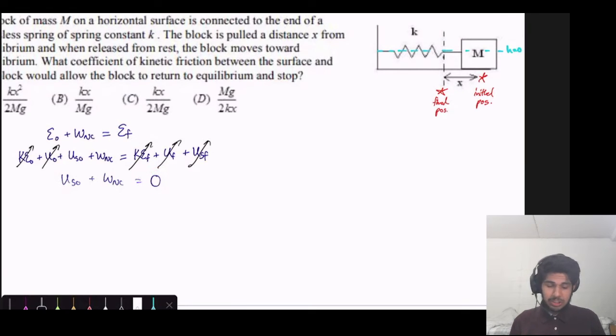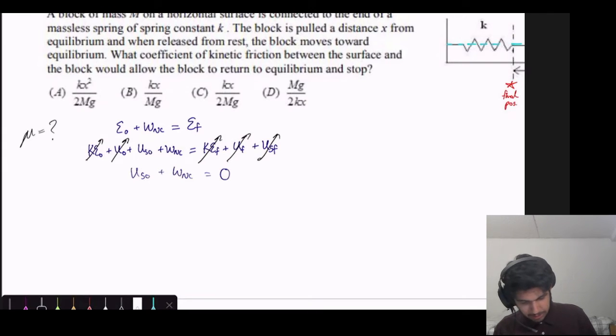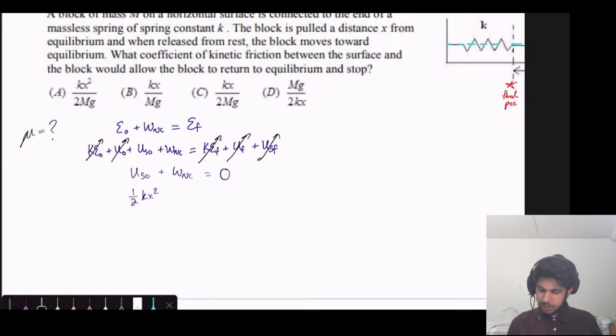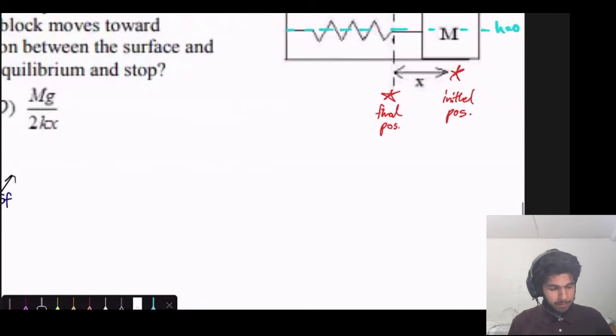Okay, so that's just understanding what this equation is, but now we have to use this equation to solve for mu. That's what we're looking for. So the initial spring potential energy by equation is equal to 1/2 kx squared. And then non-conservative work, well, what are the non-conservative forces? Let's draw a free body diagram for that. So let's just go over here.